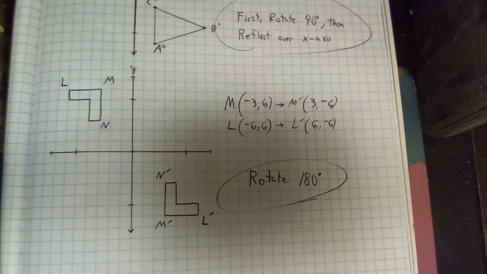Compound transformations and mapping are very similar. The only difference is that we're going backwards with mapping, and we could be using multiple transformations or sometimes only one. But the important thing to keep in mind is that we're trying to find the fewest number of transformations that bring us from our pre-image to our image.